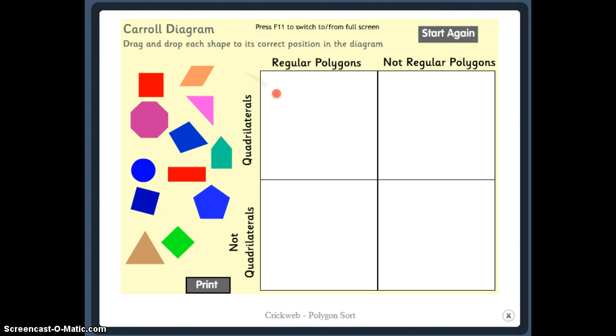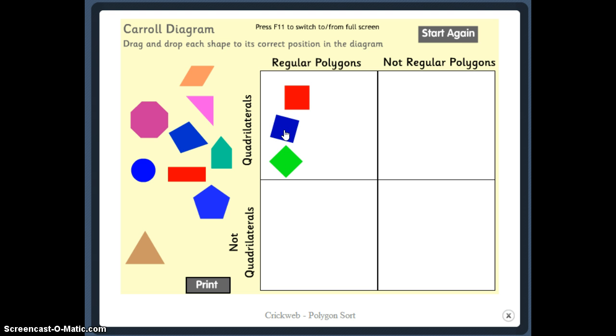So we know it's going to either go into the regular polygons or not regular polygons category. We're going to test it here first and see. Okay. And voila, it stayed. So it must be a regular polygon. You'll notice that there are a few other shapes that are like the square, the red square. There's a blue and a green. So I'm going to go ahead and see if I can put those in the same box as well. And you'll see that they all stayed.